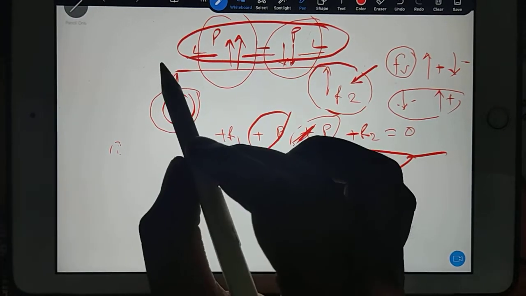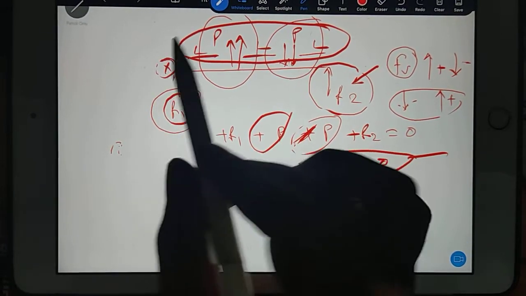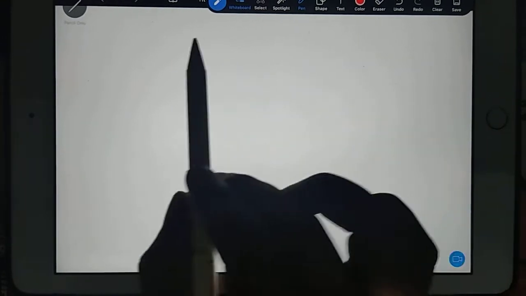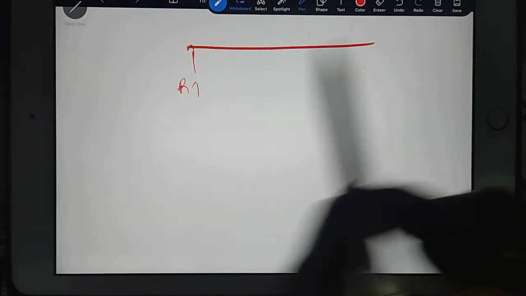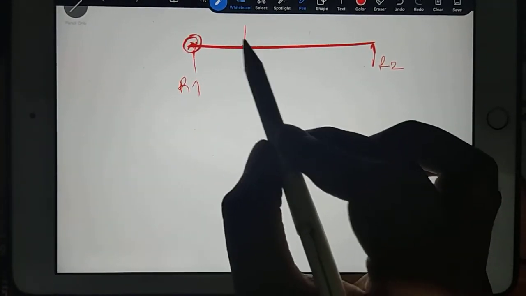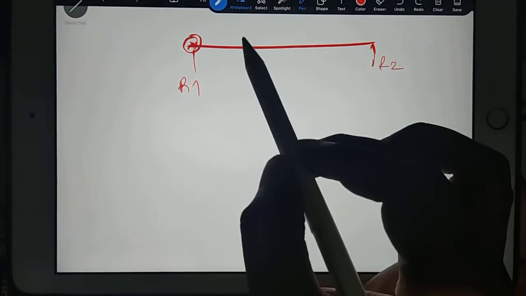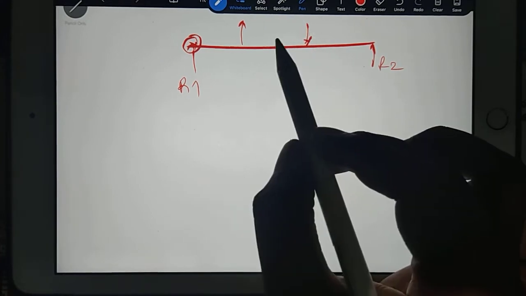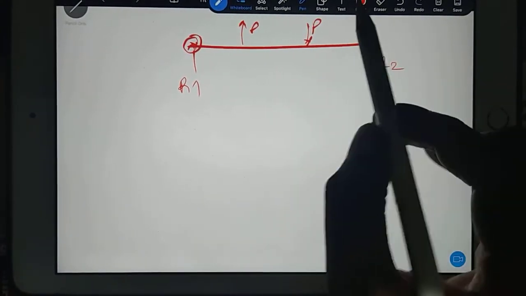So choose this point, the left corner. So this is the beam. Here you have R1 and here you have R2. So about this point, let's find out the moment. One force is here and one force is here, right? So this is also P, this is also P. So let's find out the moment.